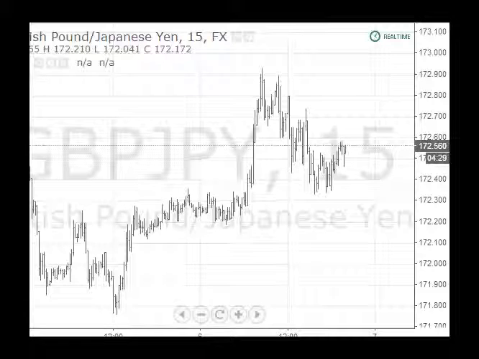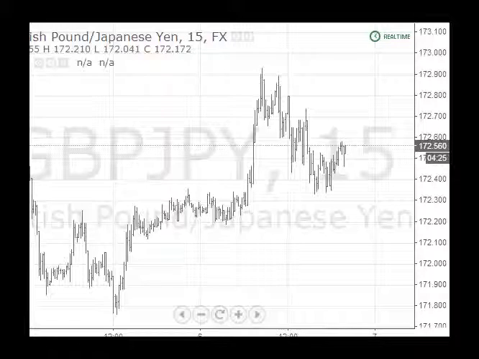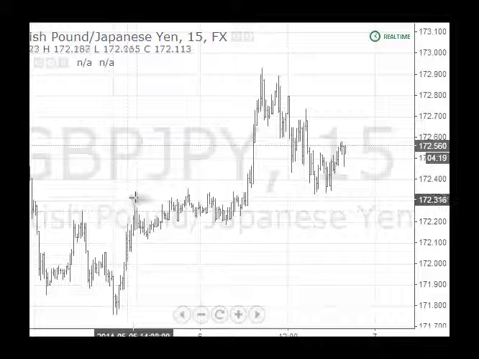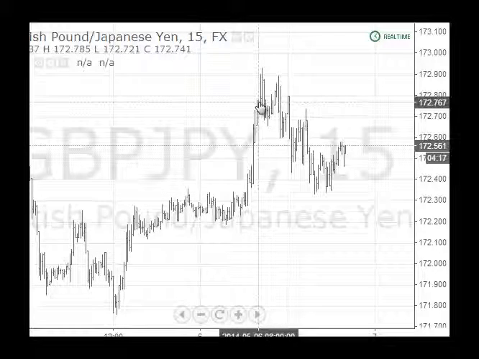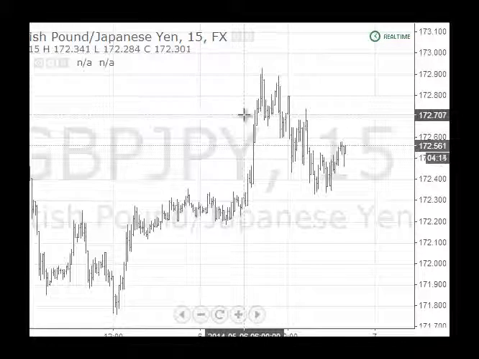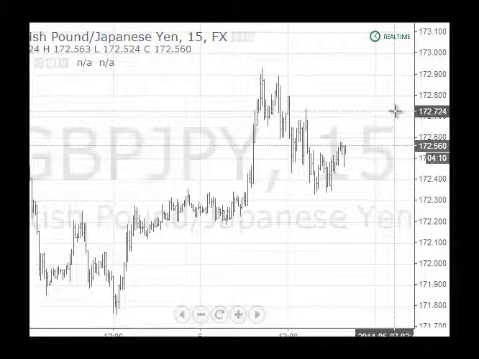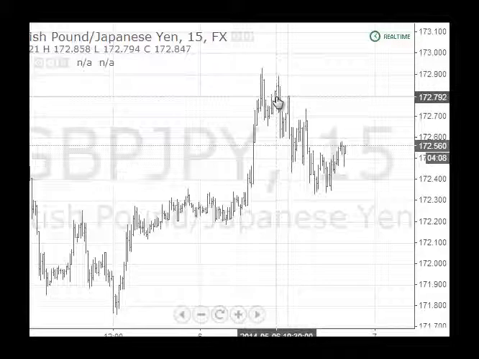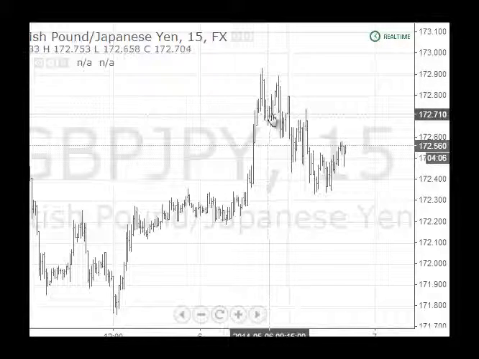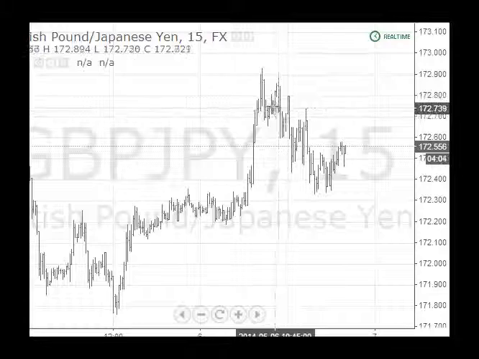Okay, the pound yen, I have to use a different charting program here, but look, the pound yen, what we were looking for yesterday, we were looking for a three-wave move here back up to the 61.8 retracement level, which is up at the 172.72 and the 172.80 up here, and we're looking to sell short from up this area through here.